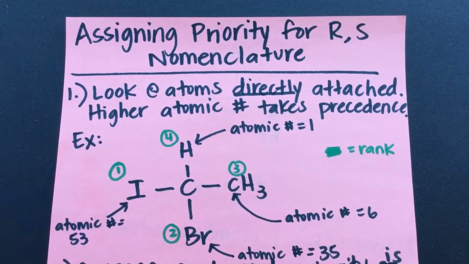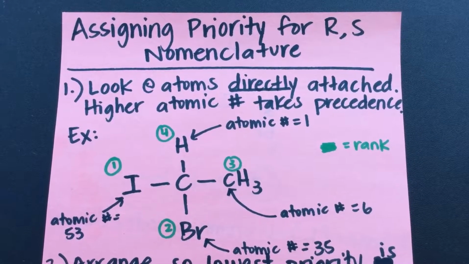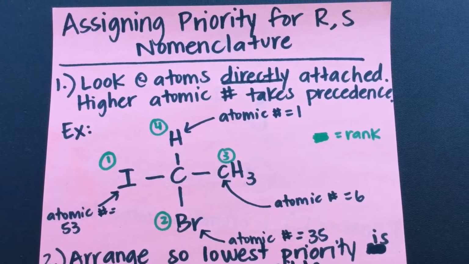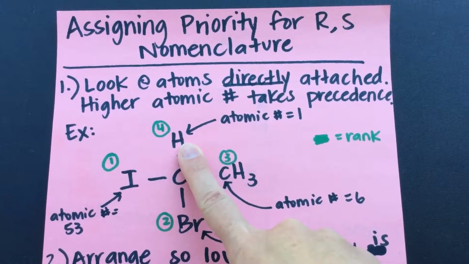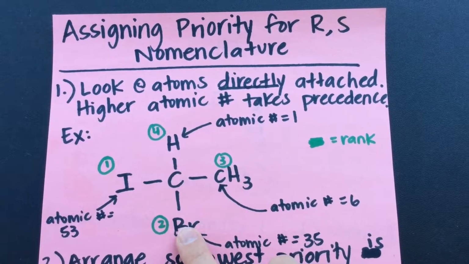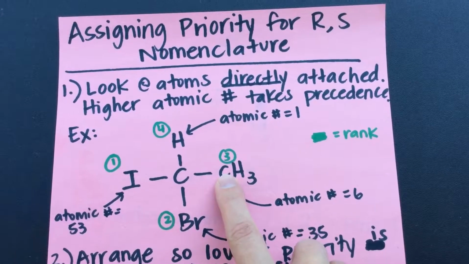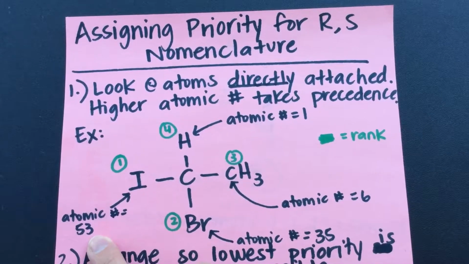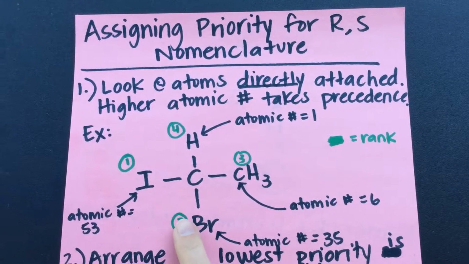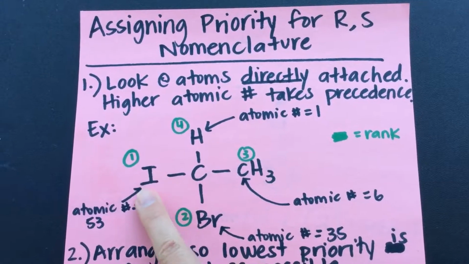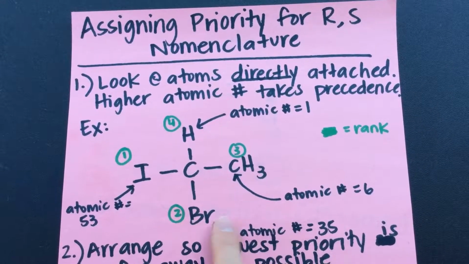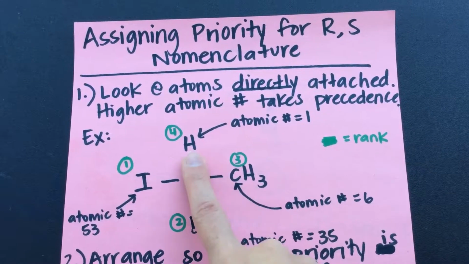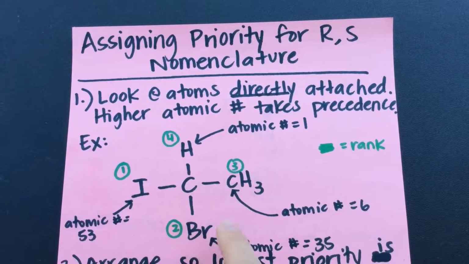Now you might need to break out a periodic table if you don't know atomic numbers off the top of your head, but we're going to go by atomic number, especially if there are multiple different atoms. Hydrogen's atomic number is 1, so it's always going to be lowest. Bromine's number is 35, carbon is number 6, iodine's number 53. The highest atomic number takes precedence, so iodine is the highest priority, 53. Then bromine, 35, then carbon, we're just looking at the carbon atom there, that would be 6, and then hydrogen's always 1. So that's the way I rank them.